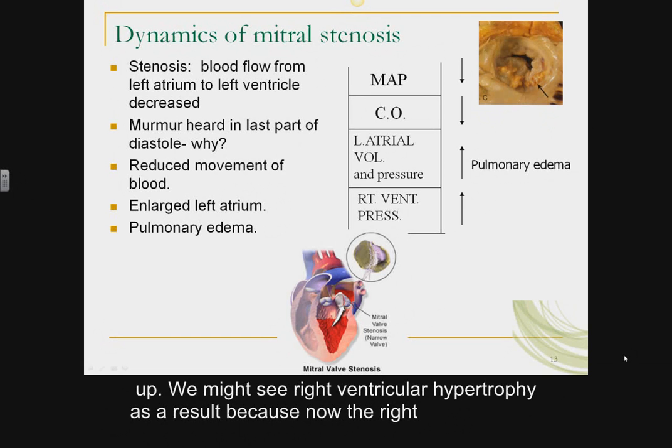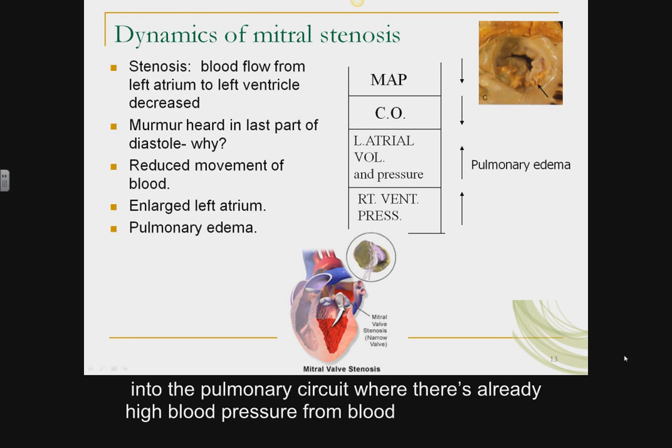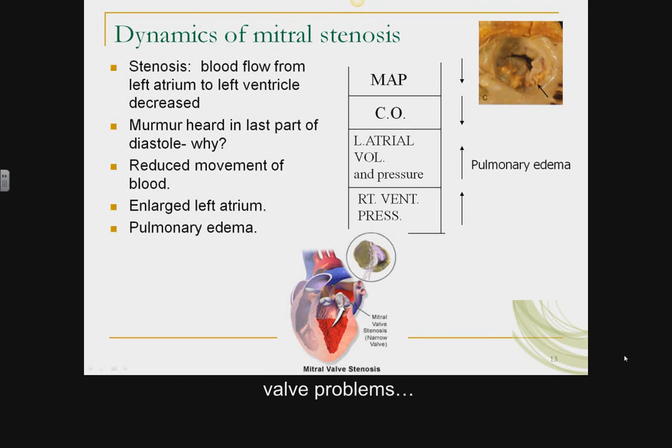Right ventricular pressure will go up as well. We might see right ventricular hypertrophy as a result because now the right ventricle has to work harder to get the blood ejected from the right side of the heart to go into the pulmonary circuit where there's already high blood pressure from blood damming up from the left side of the heart. So that's the mitral valve stenosis story. Moving on to the next set of valve problems.